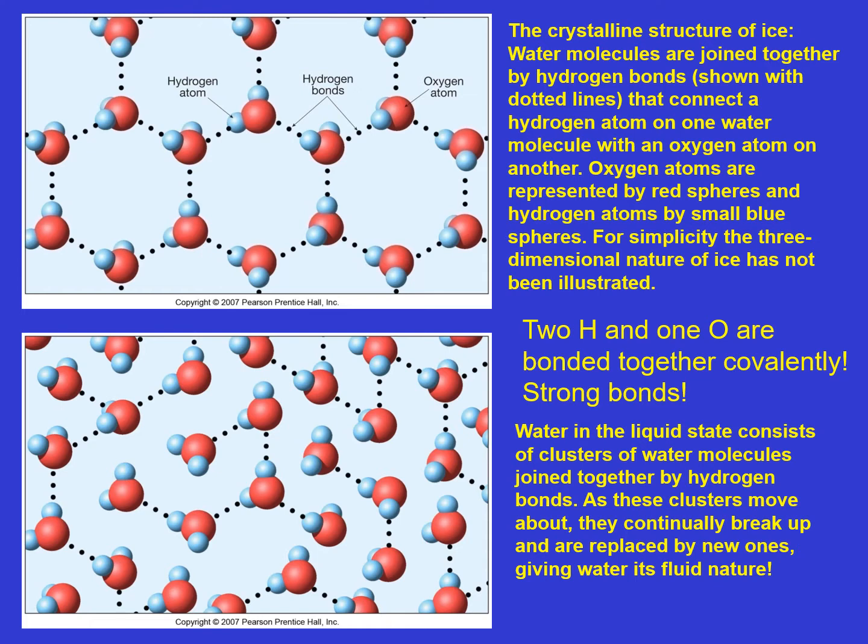Now looking at the top, that's the crystalline structure of ice. Remember that ice is a mineral. Actually, that's in the earth science class, but ice is a mineral. Water molecules joined together by hydrogen bonds connect a hydrogen atom of one water molecule with an oxygen atom of another. So oxygen atoms, of course, are the red spheres. The hydrogen are the small blue spheres. And they've kept it kind of two-dimensional here, but what we're trying to show is that ice is less dense than liquid water. Notice that the molecules are spread further apart.